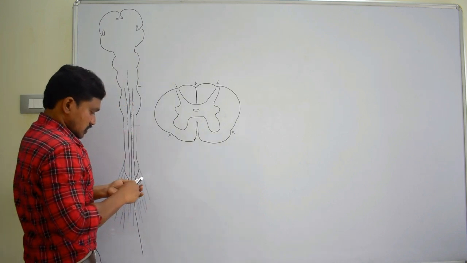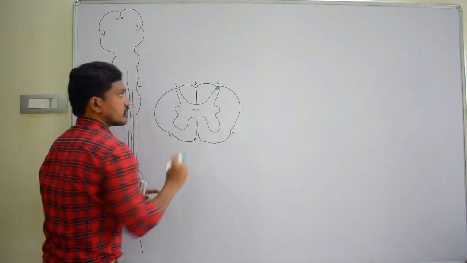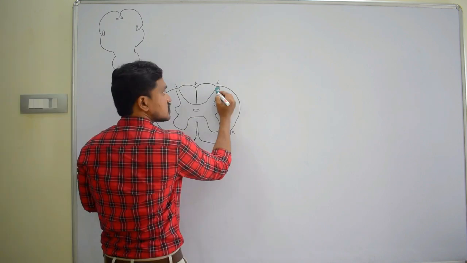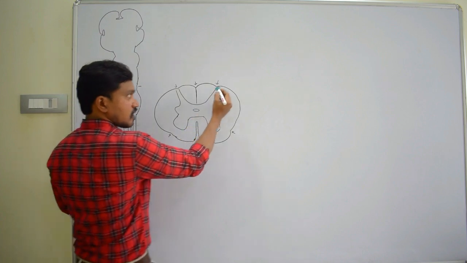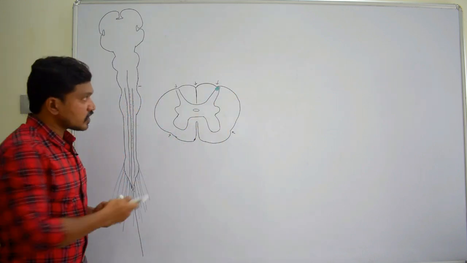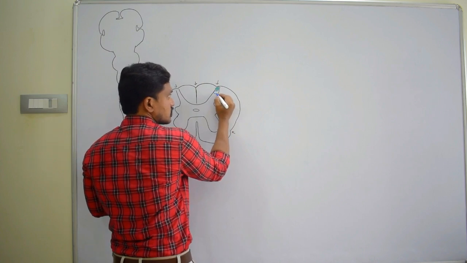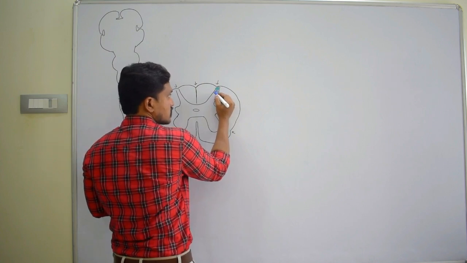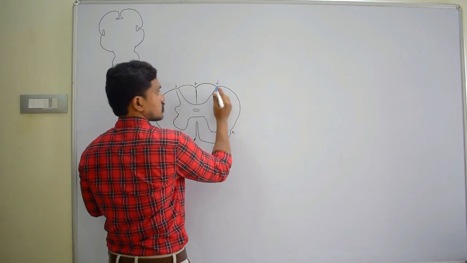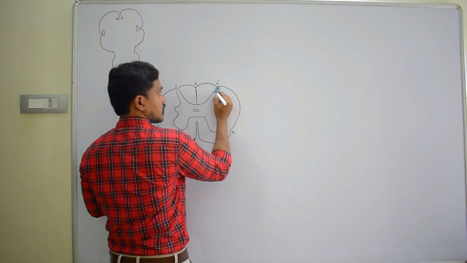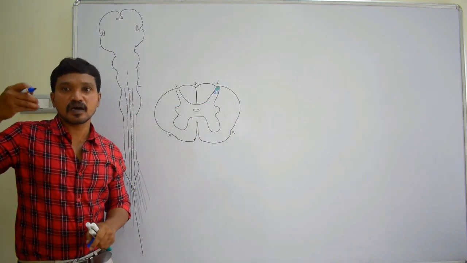What are those names? The part of the grey matter present along the posterior end of the posterior horn is what we call the marginal nucleus. Next to the marginal nucleus you can see one more mass of grey matter here. This mass is what we call the substantia gelatinosa. So I am drawing it like it is crying. Why is it crying? Because the substantia gelatinosa takes the pain and temperature impulses.